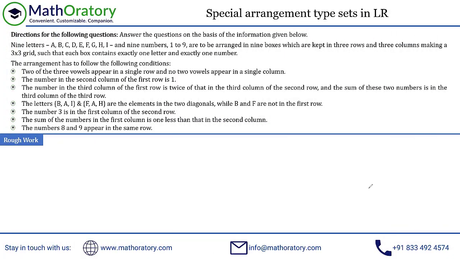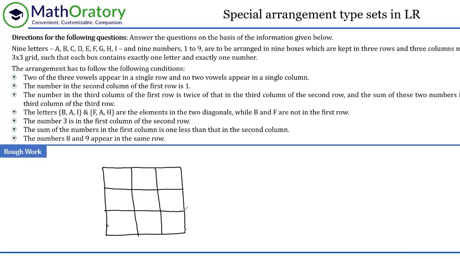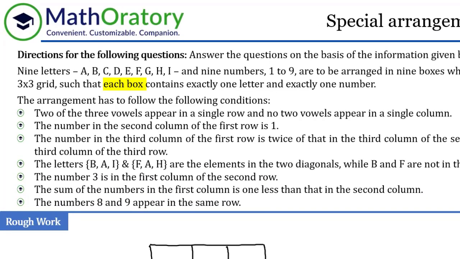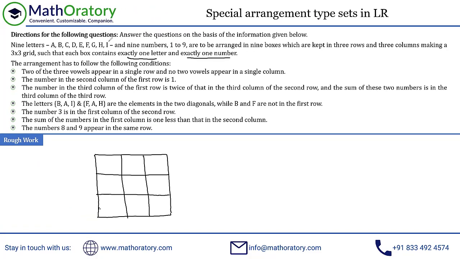We have a very special arrangement question out here. There's a grid of boxes. So there's a 3x3 grid here. And the set says that each of the cells or each of the boxes in this grid is occupied by one letter and one number. So it's occupied by exactly one letter and exactly one number among these nine letters and among these nine numbers. So there is no disparity in the total count of letters or numbers. So that is something that is fixed.